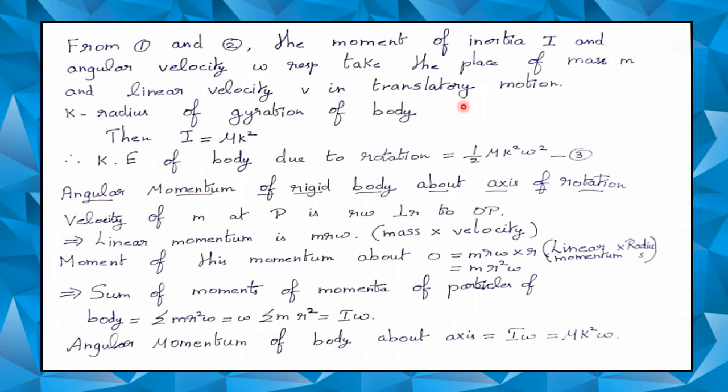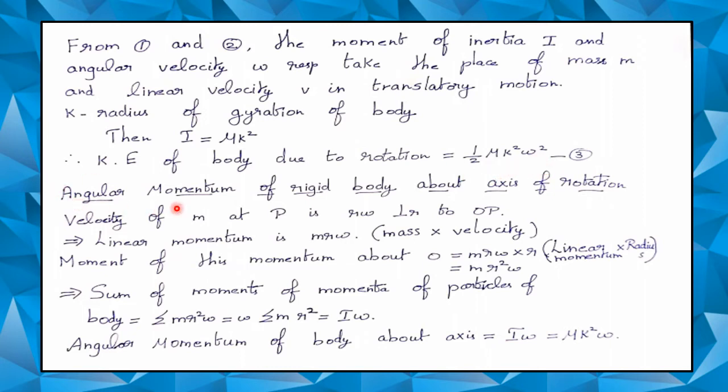So this motion is called translatory motion. And suppose k is the radius of gyration of the body, then the moment of inertia I is equal to mk square, where m is the mass of the body. So the kinetic energy of a body is equal to half mk square omega square.